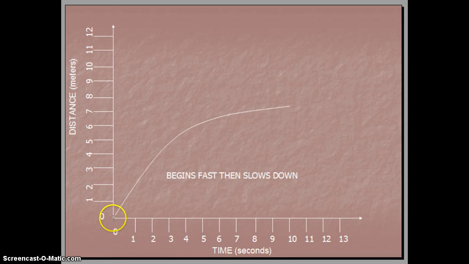Okay, in this case, it's the opposite. Our object has started out fast. See how our slope is steep? And then it starts curving off. It's going slower and slower and slower. And if this were to keep going and it ended up as a horizontal line, that means our object would have stopped.